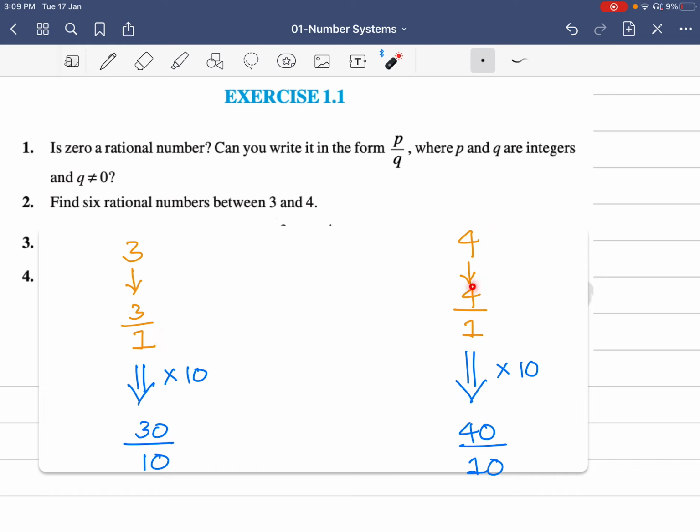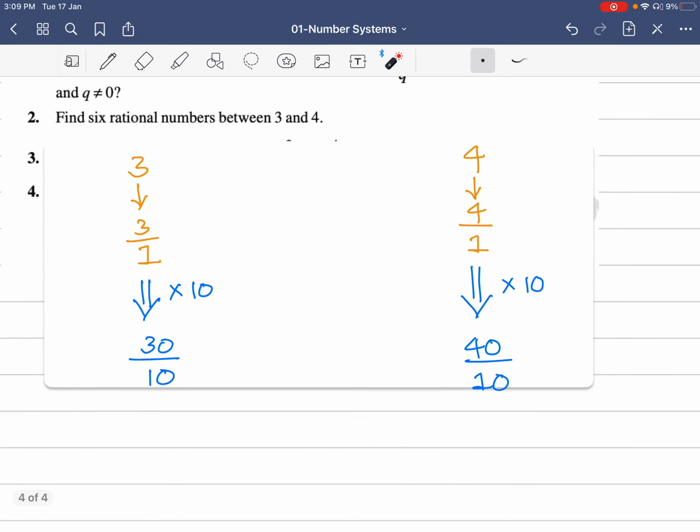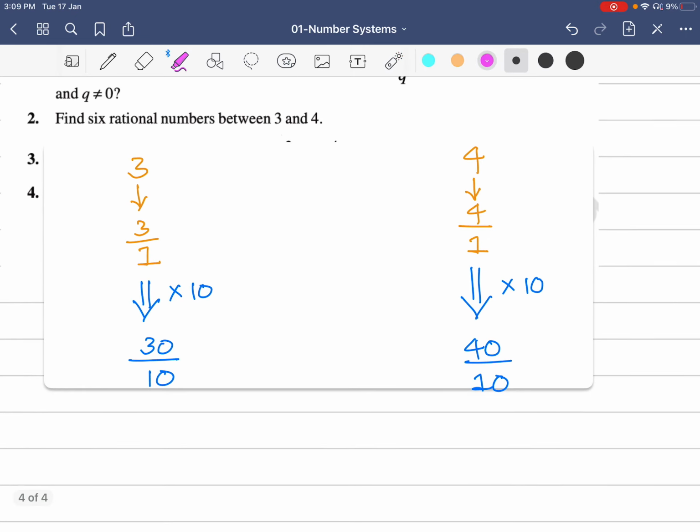4 is equal to 4 by 1, which is equal to 40 divided by 10. That is a very important point, that these are equivalent representations of the given numbers 3 and 4. Now, the question asks us to find 6 rational numbers between 3 and 4.